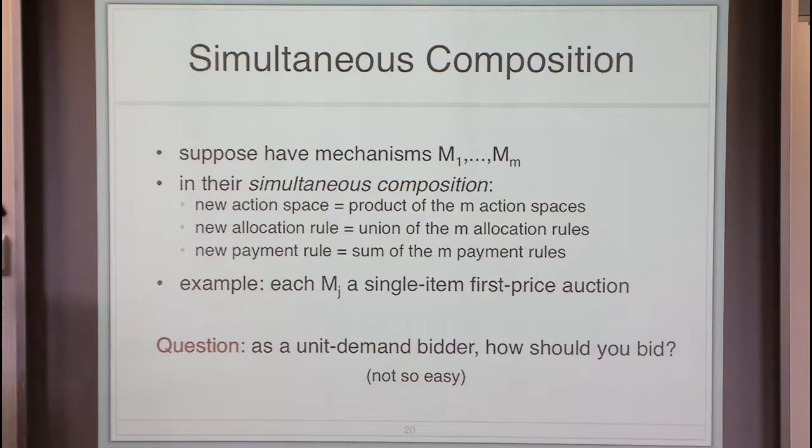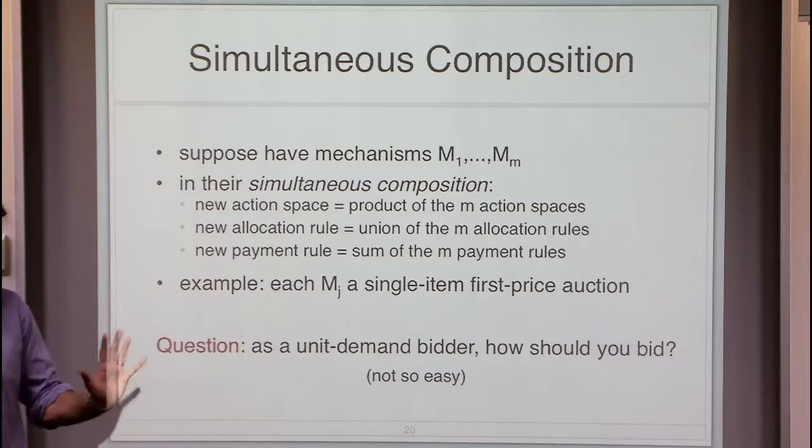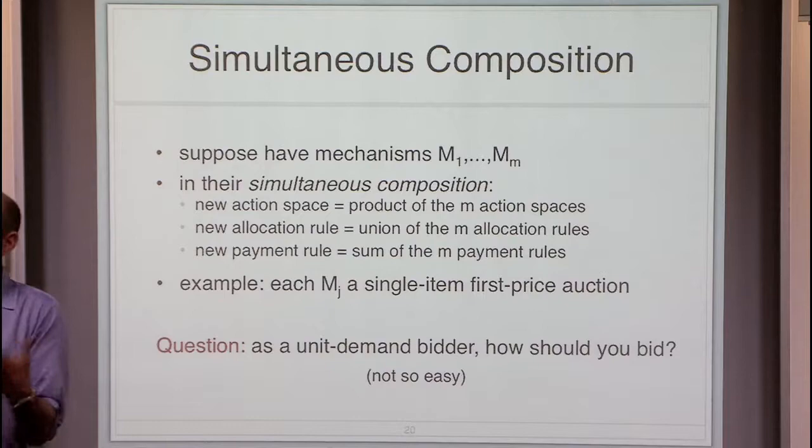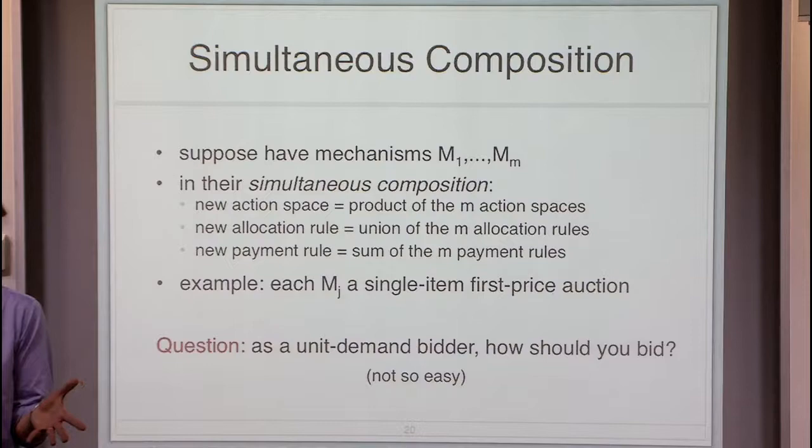So as a result, say you're a unit demand bidder, and suppose you have the same value for every item. There are these 20 auctions. You want to win one of them, and you get value one if you win one item. You still have value only one if you win two, so you don't want more than one. So you get to submit 20 bids, a bid in each of these auctions. What should you do? And notice it's not an easy question.